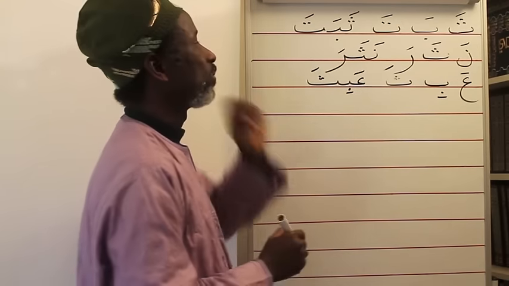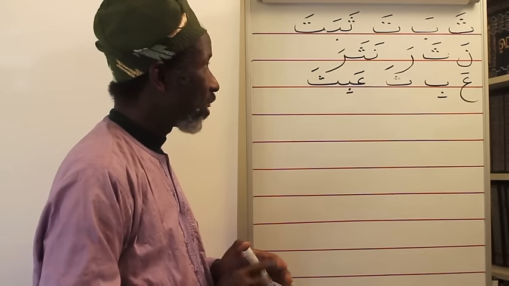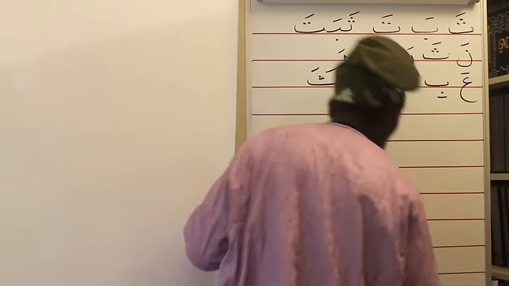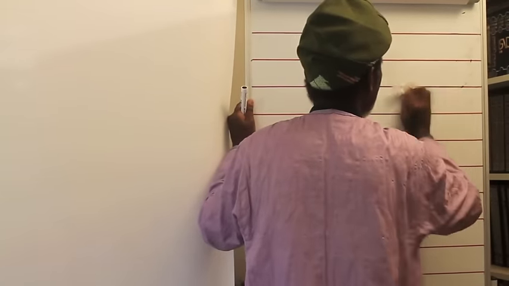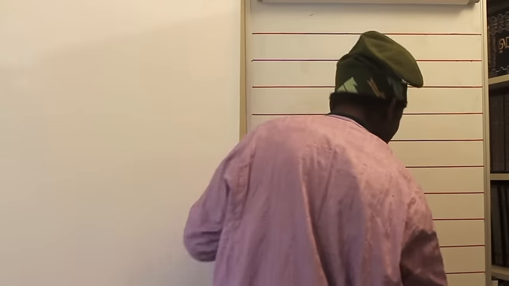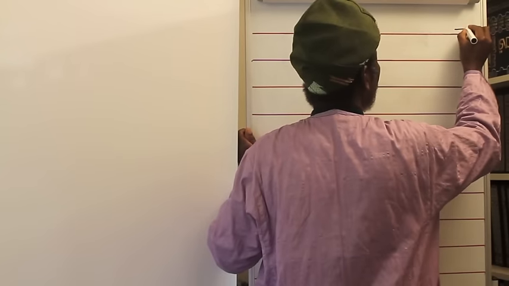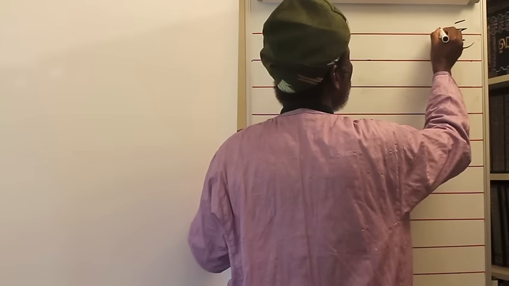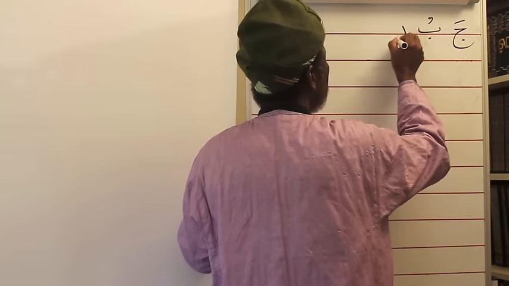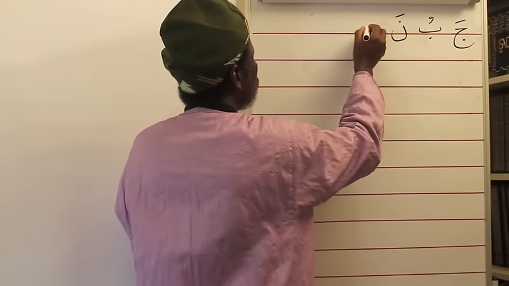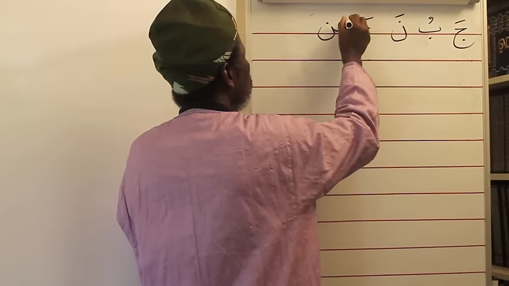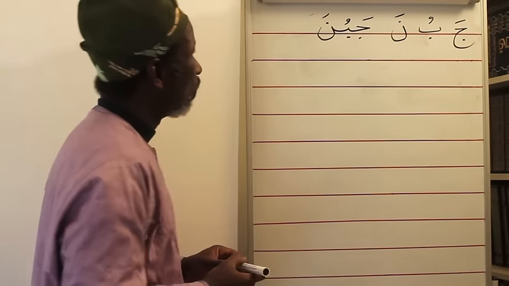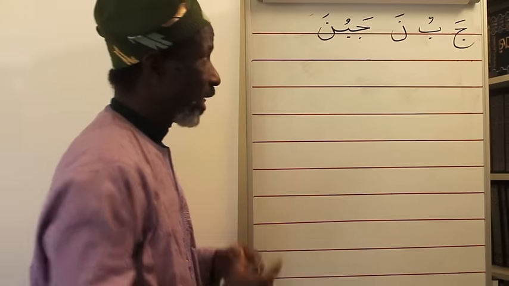The next letter after tha is jim. So we're going to do jim at the beginning, the middle, and the end. Jim at the beginning, jabuna, for instance. Ja, bu, na. Jabuna. Jim in the middle: sajada.